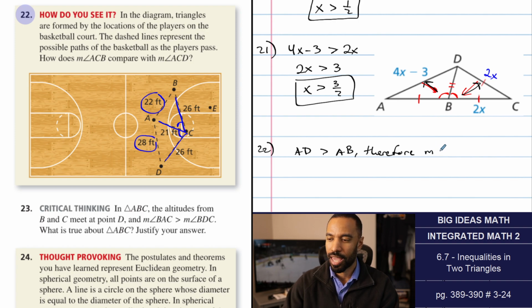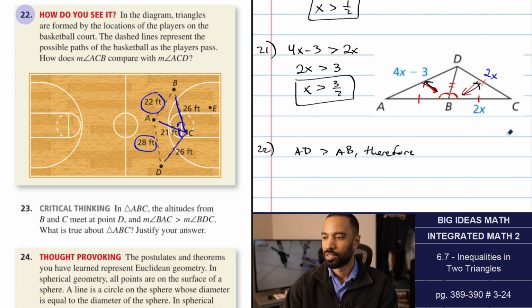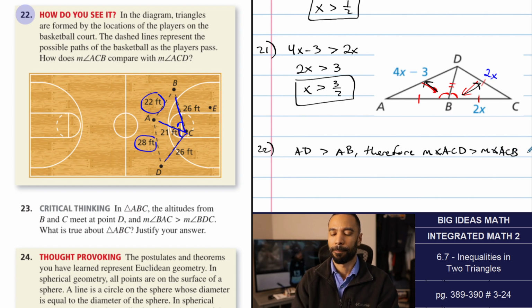Measure of angle ACB is less than measure of angle ACD. I should probably do it the other way. Measure of angle ACD is greater than measure of angle ACB. Okay.